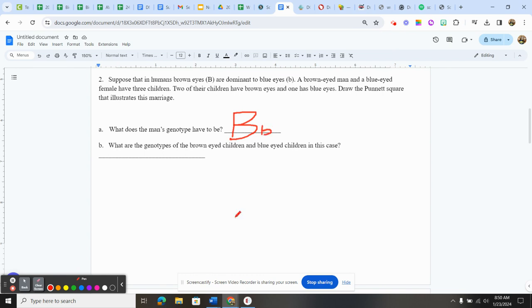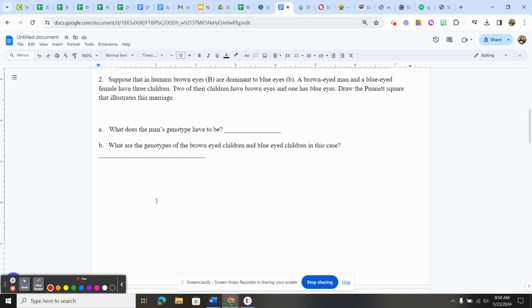Good. So if the dad is big B, little b, and the mom is little b, both of these kids are going to be like that. I'm just going to draw an arrow. And both of these kids are going to look like that. So the genotype of the brown-eyed children has to be big B, little b, and the blue-eyed kids have to be little b. Does that make sense? Can a brown-eyed parent have blue-eyed kids? Yes, they can. It's not always the milkman.